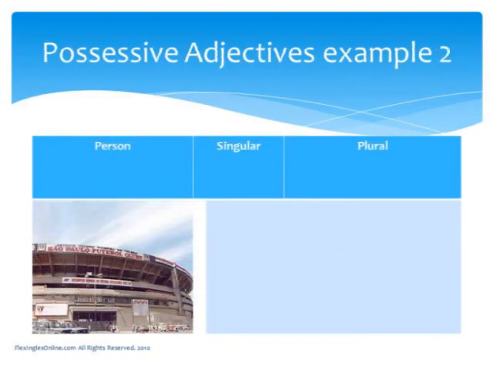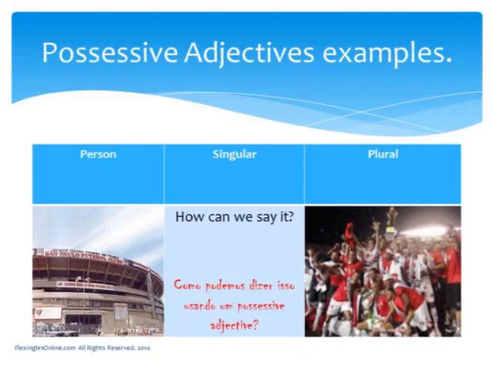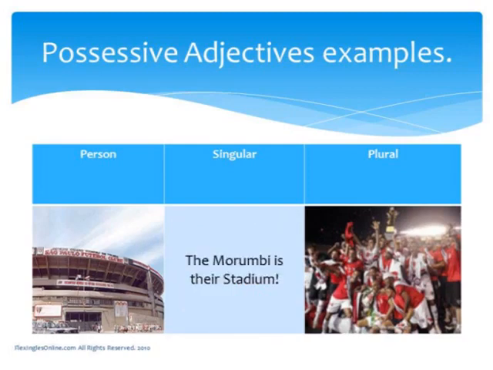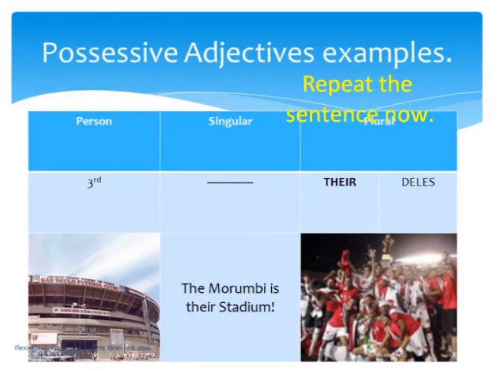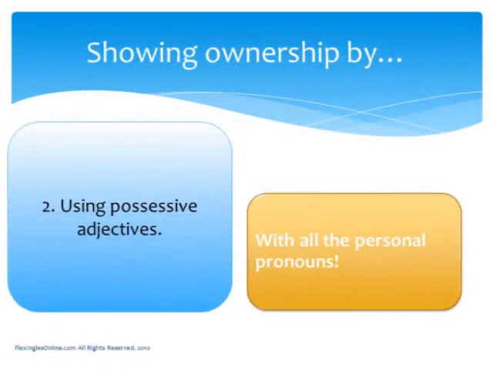In this next example, we have the well-known Morumbi Stadium. We know for a fact that the São Paulo Soccer Club owns that stadium, or at least plays there. How can we say this using a possessive adjective? Answer: the Morumbi is their stadium. Now note that using a possessive adjective, we assume that what is owned, Morumbi, is already stated in the sentence or previously.